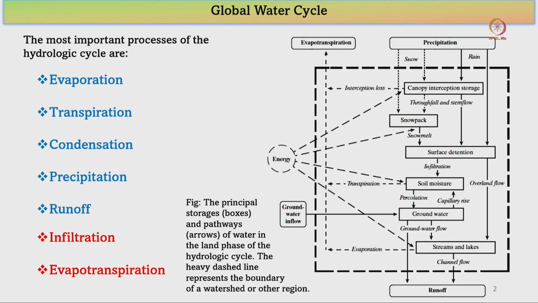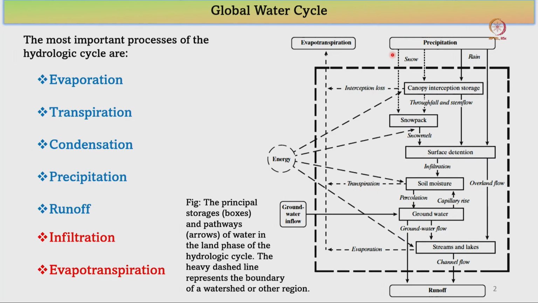And in this image that I am showing on the right side, you will see the principal storage boxes and the pathways are given in the form of arrows. Okay. There is a heavy dashed line that denotes the boundary of the watershed of the region. Okay. So, the first thing we have is energy. Due to energy there will be a lot of evaporation. So, we will start from precipitation.